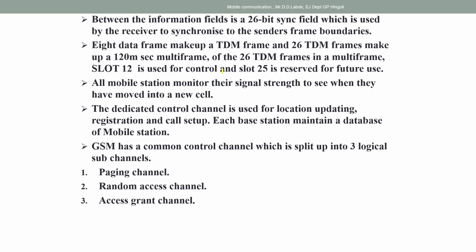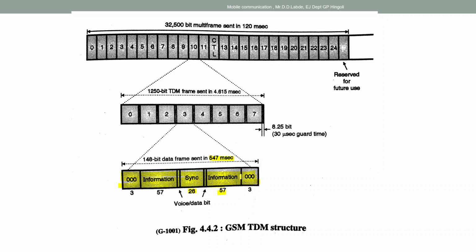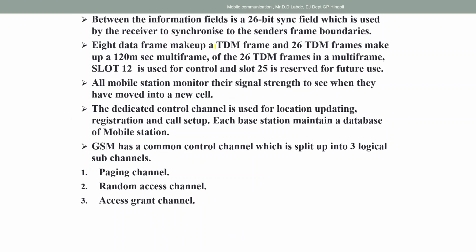Between the information fields, that is between these 57-bit fields, there is a sync field that contains 26 bits. This 26-bit sync field is used by the receiver to synchronize to the sender's frame boundaries. There must be synchronization between transmitter and receiver, and for that we need the 26-bit sync field.